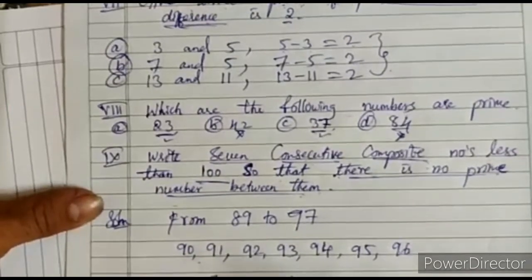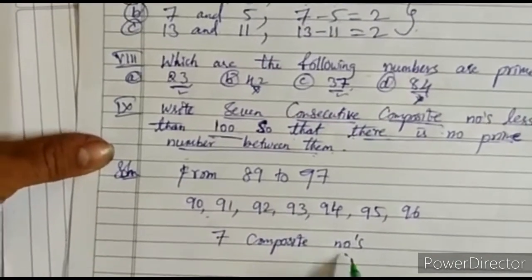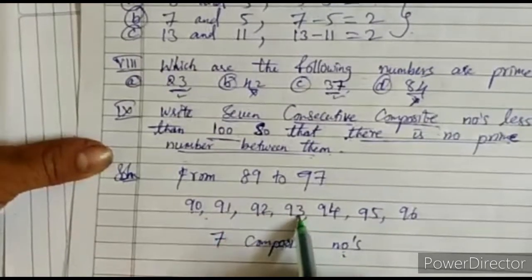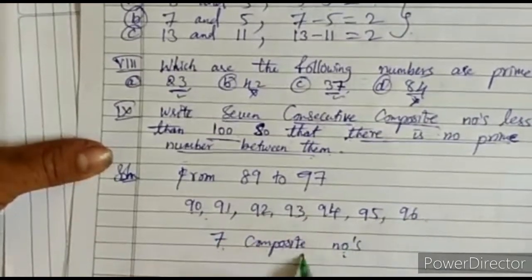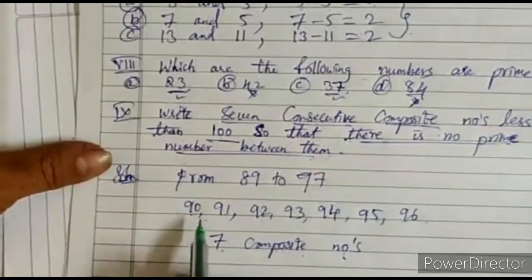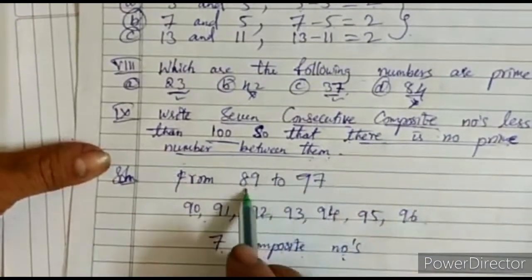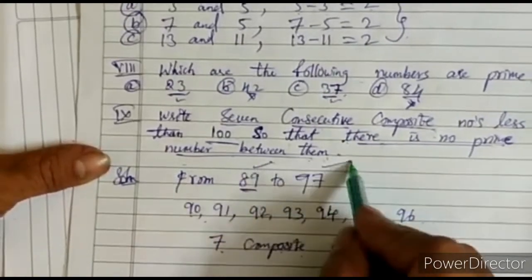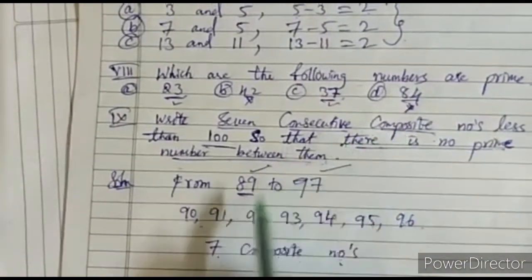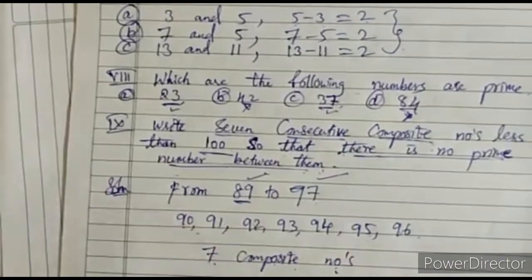These are the 7 composite numbers, and don't get confused. Understood? 1, 2, 3, 4, 5, 6, 7. These 7 composite numbers are there between 1 and 100, and these are not prime numbers. They said there should be no prime numbers between the composite numbers. 89 is a prime number and 97 is a prime number, but only the numbers in between should come, that is, composite numbers. These are the composite numbers we have taken here. Next question I am going to explain.